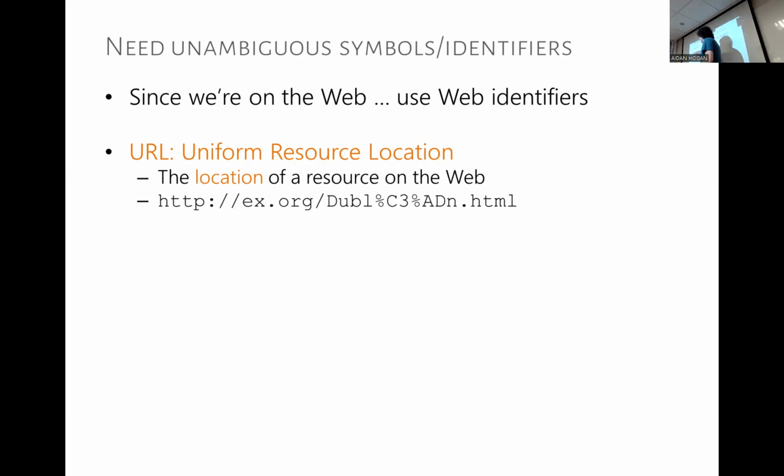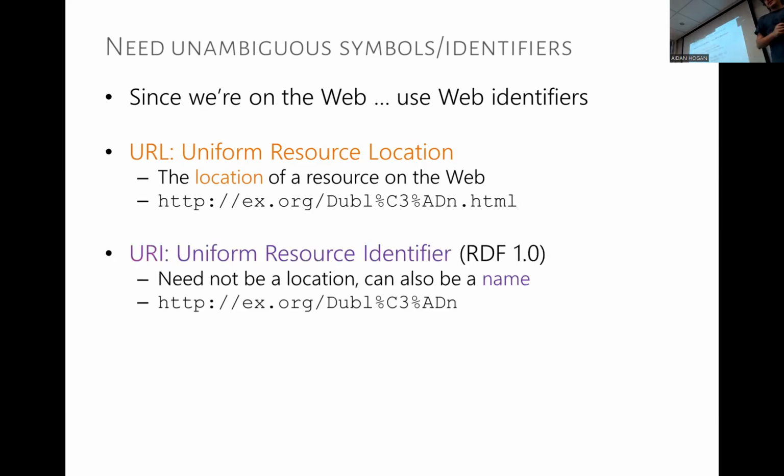A URL is a uniform resource locator, the location of a resource on the web. A resource here means a document, a web page, a PDF file, an image, things like that. So they refer explicitly to documents on the web. We next have the concept of URIs, which are uniform resource identifiers. This was used in the original version of RDF for identification. The core idea is that it looks exactly the same, but it doesn't necessarily need to be the location of something. It doesn't need to be the address of a document. It can just be an identifier.